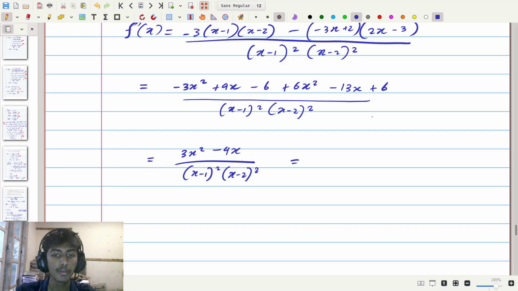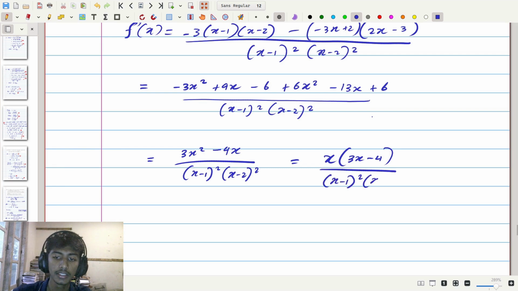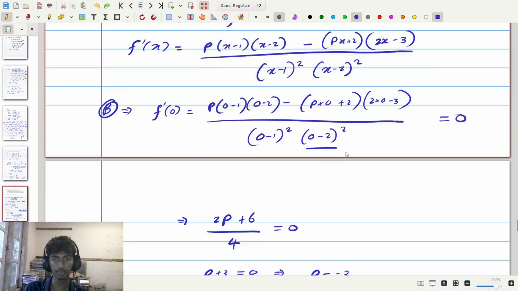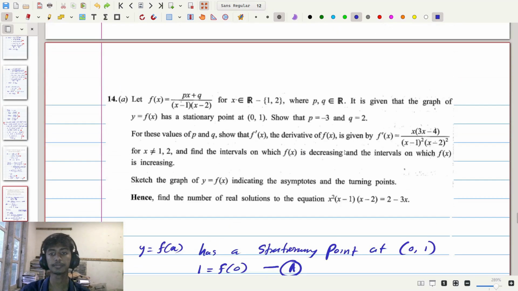Now finally, factoring out an x here, we can see we're going to get x times 3x minus 4 divided by x minus 1 squared times x minus 2 squared. And that is our final answer for f prime x. So we can see here f prime x is in fact equal to x times 3x minus 4 divided by x minus 1 squared times x minus 2 squared.